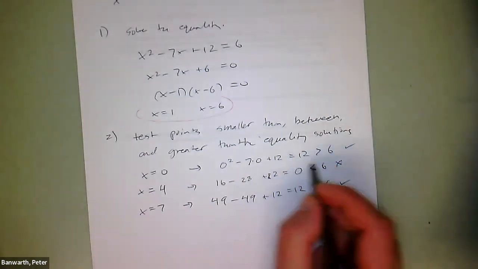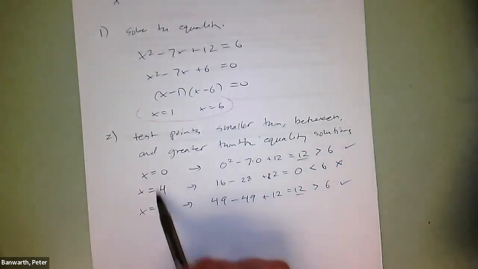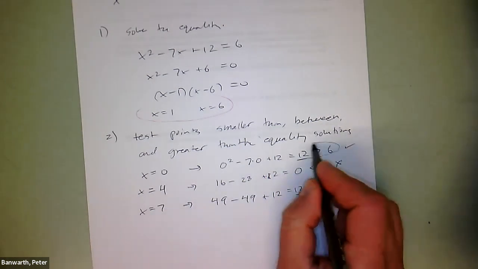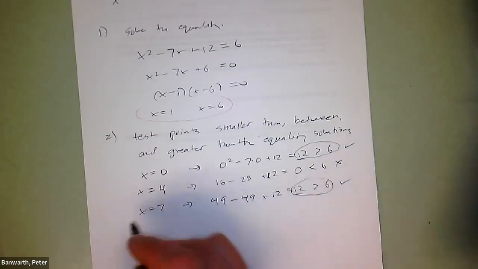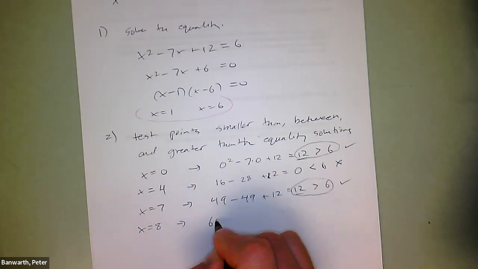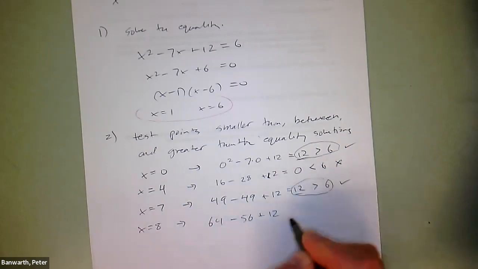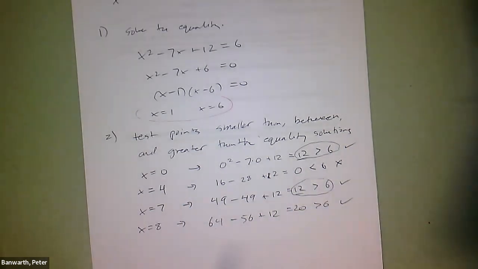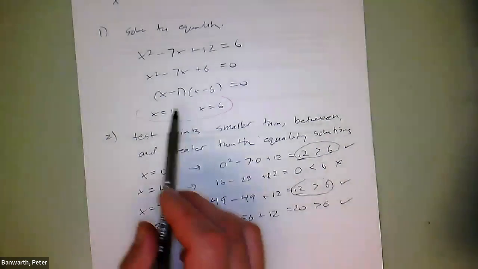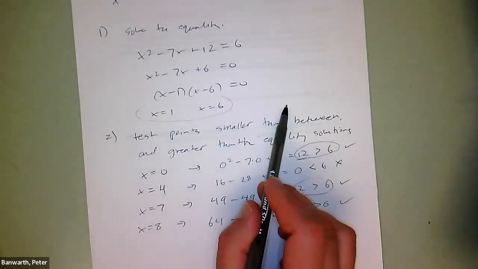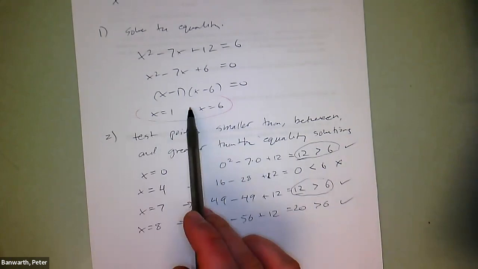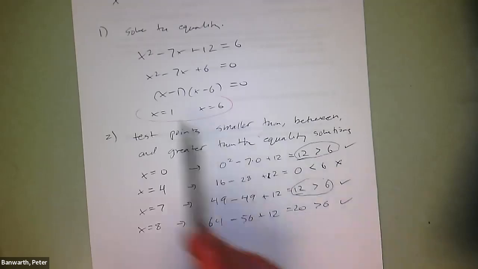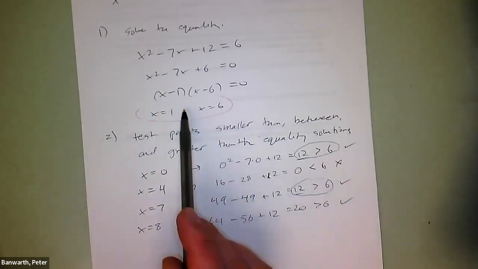All right, I don't really care too much about what this number is. I happen to pick numbers where these two were equal, but as long as it's bigger than 6, you're okay. I could have picked x equals 8, which would have been 64 minus 56 plus 12, which is 20, which is greater than 6, that's okay. As long as one test point, smaller than, in between, or greater than your solutions, gives you bigger than 6, then they're all bigger than 6 in this region, or less than 6, then they're all less than 6.